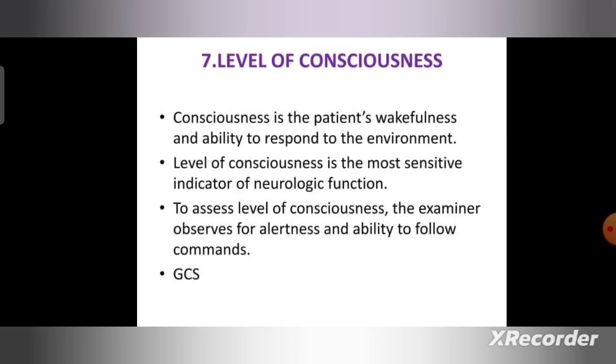Seventh is the level of consciousness. For the consciousness check, ask about the patient's wakefulness and ability to respond to the environment. Level of consciousness is the most sensitive indicator of neurological function. To assess level of consciousness, the examiner observes for alertness and ability to follow commands. The most common scale used is the Glasgow Coma Scale, known as GCS.